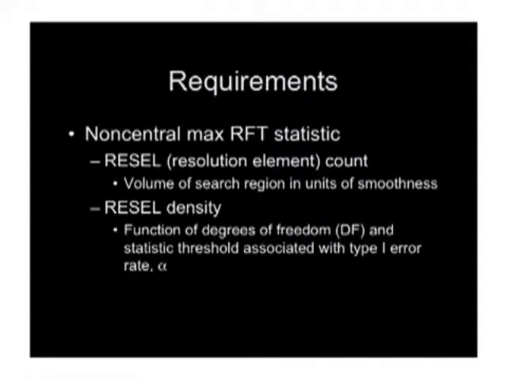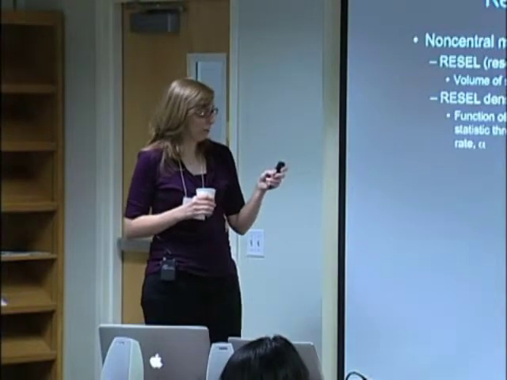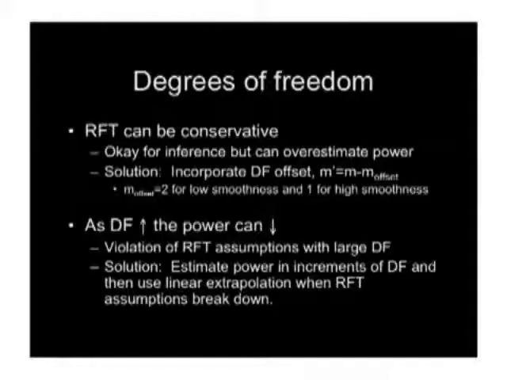So back to the requirements. We need the non-central max random field theory statistic, and that requires something called the RESEL, or the resolution element count. This is just the volume of the search region in units of smoothness of the data. The other thing you need is RESEL density, which is a function of the degrees of freedom and the statistic threshold associated with the type 1 error rate of alpha. I'm going to talk more about the degrees of freedom here.